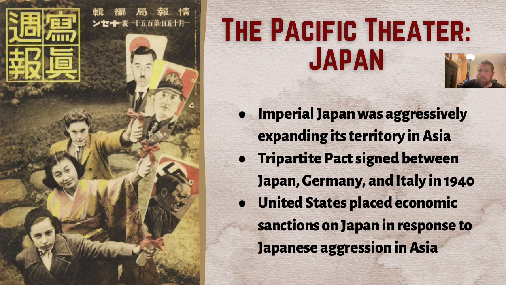Additionally, the U.S. placed an embargo on Japan and closed the Panama Canal to Japanese shipping, along with other economic sanctions, which were responses to Japanese aggression in Asia, particularly the move into French Indochina. Japan signed the Tripartite Act with Germany and Italy in 1940.